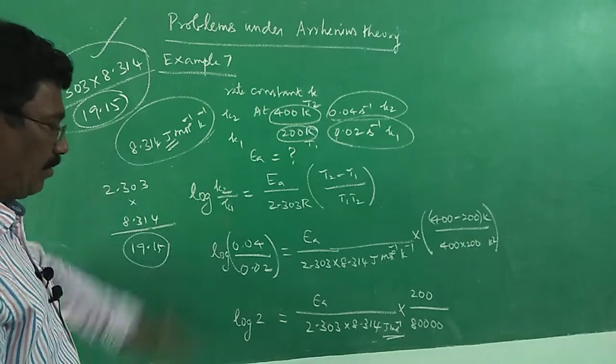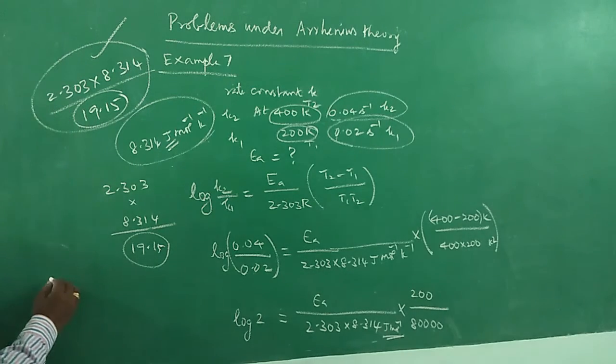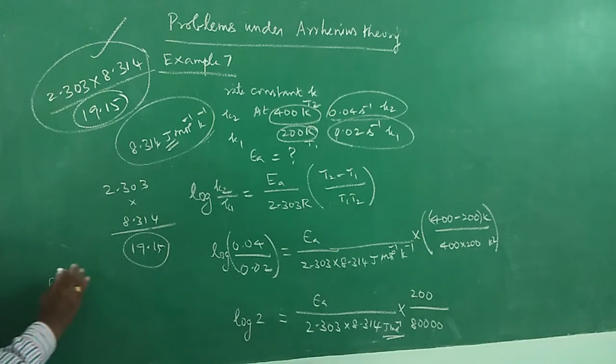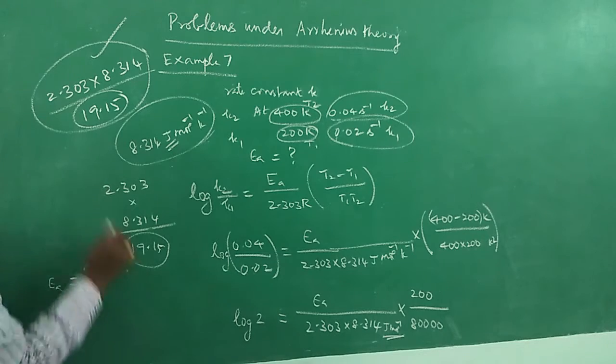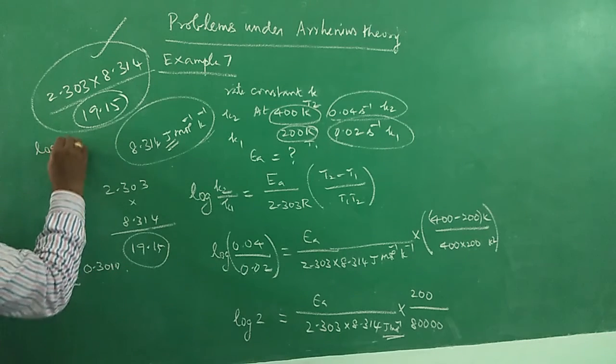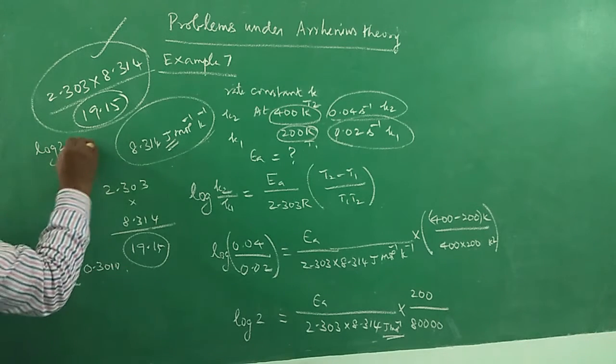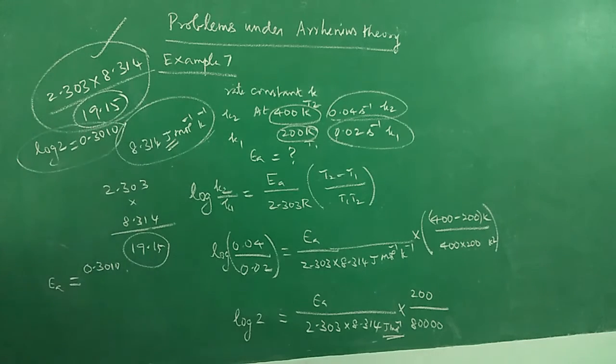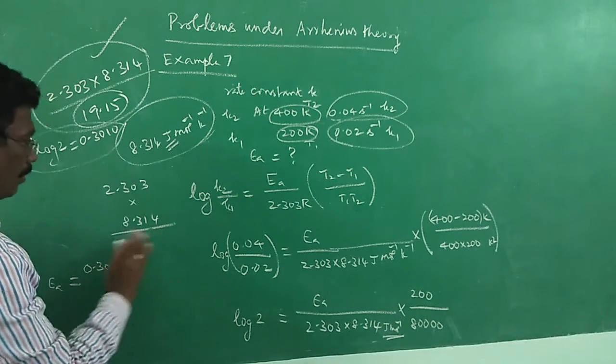Now let me rearrange the equation. Ea is equal to, Ea is kept as such. Log 2, what is the value of log 2? You may be knowing, 0.3010. That also you should know. On many occasions you will be getting log 2, 0.3010. That value also you should know always. You are not supposed to refer to the table. Without referring to the table, you should know the value 0.3010.